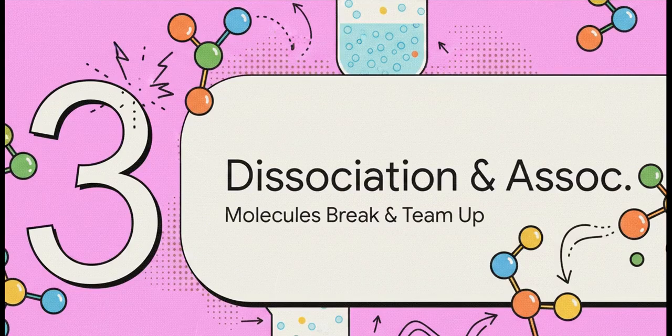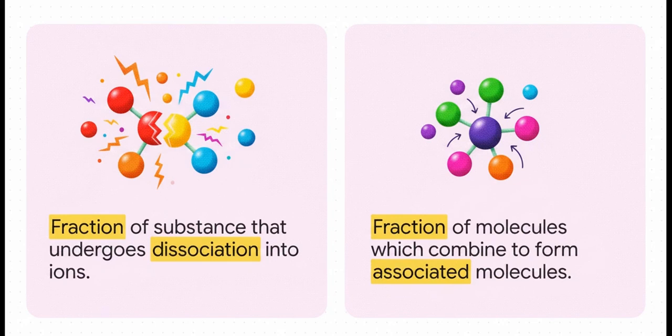Section 3, dissociation and association, or molecules breaking up and teaming up. Let's look at these two distinct behaviors side by side. First up, the degree of dissociation. This refers to the fraction of the total substance that splits apart into separate ions. Think of dissociation like a couple arriving at a crowded party, right? They immediately split up to go talk to different groups of people. One unit arrives, but it acts as multiple separate entities, or z ions, once inside.